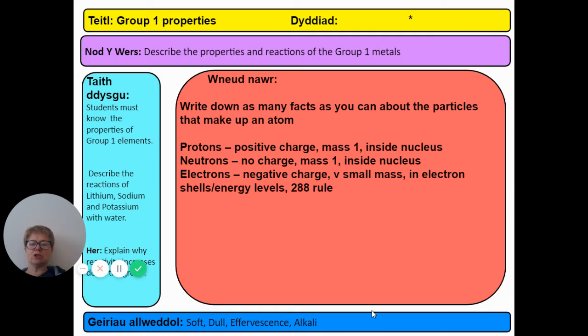And you might have remembered the 2, 8, 8 rule. The first electron shell can hold 2 electrons. Then the shells after that can hold 8.